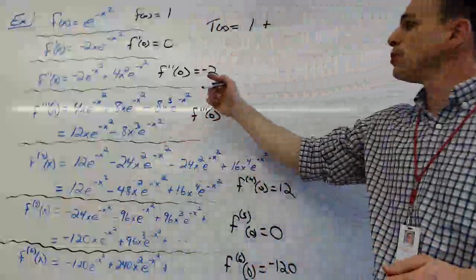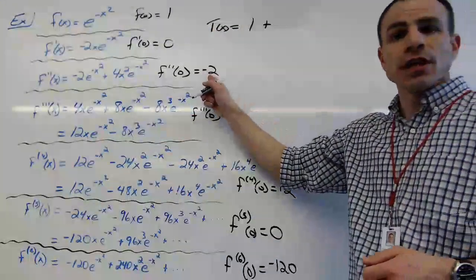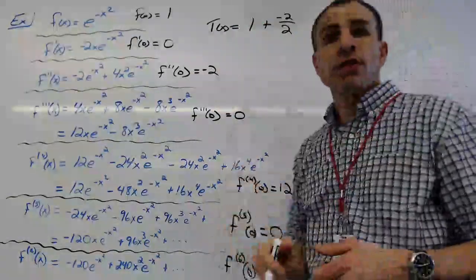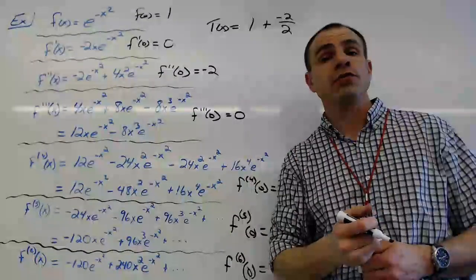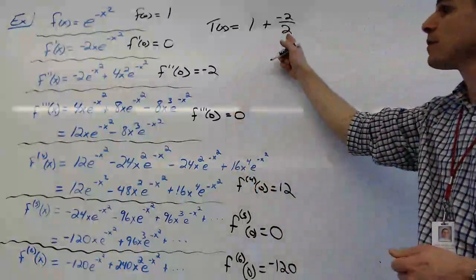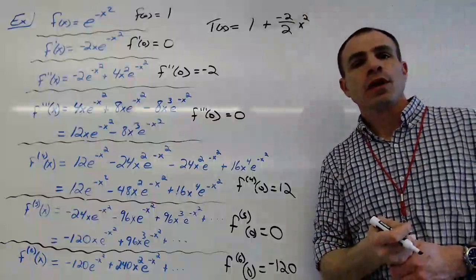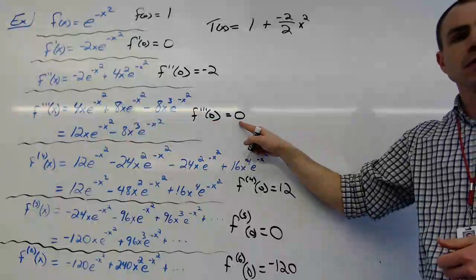So we can now go to our quadratic term right here. We see that the coefficient is negative 2. So we have negative 2 over 2, because remember, this is f double prime of 0. So we have to divide that coefficient by 2 factorial. Hence the reason for this 2 right here. And then we're going to have x squared.